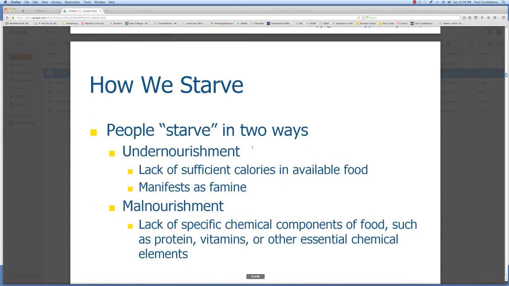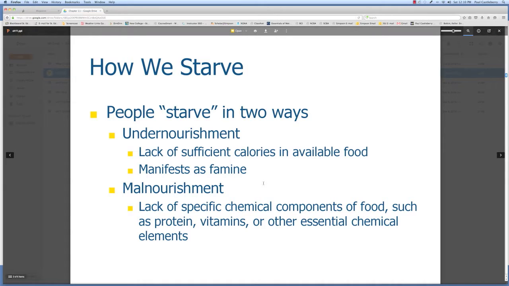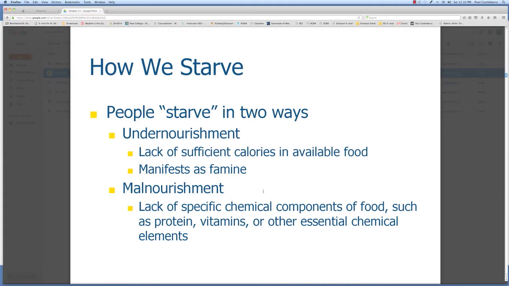In terms of malnourishment, there's food present, but there's not a lot of what we would consider protein, vitamins, the macronutrients that help sustain a species in the food itself. The density of the vitamins and proteins is just not there.